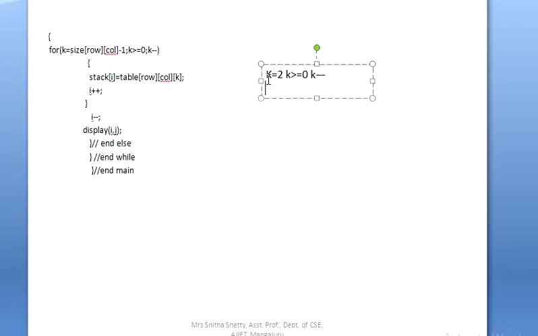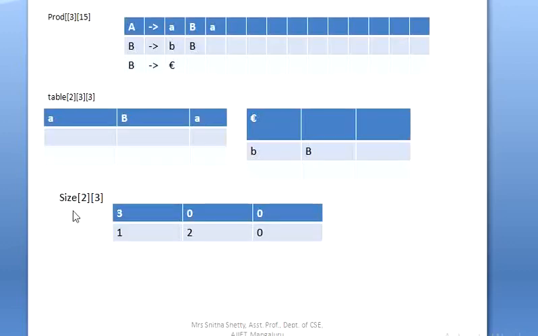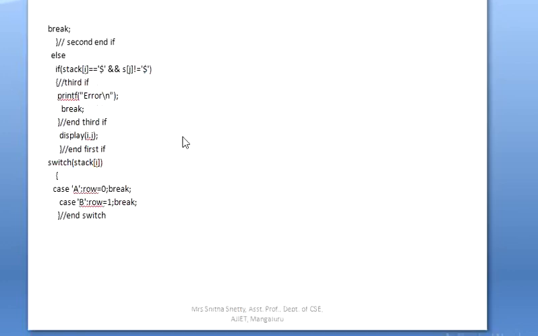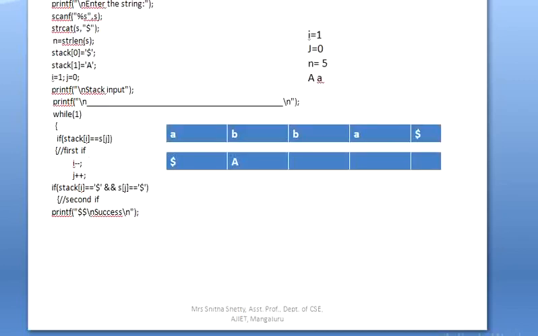Next what I am doing is stack of I. What is I? I is 1, right? Now stack of 1 equal to table of 0, 0, 2. So stack of 1 is equal to table of 0, 0, 2. What is table 0, 0, 2? 0, 0, 2 is A, right? So here in stack of I, I am inserting small letter A.